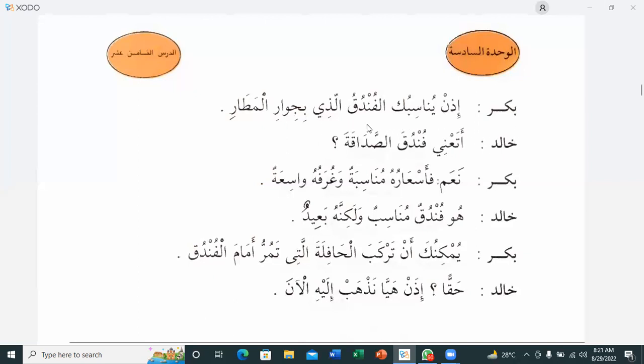Bakar: Izan yunasibuka al-funduku alladhi bijiwar al-matar. So the hotel next to the airport suits you.